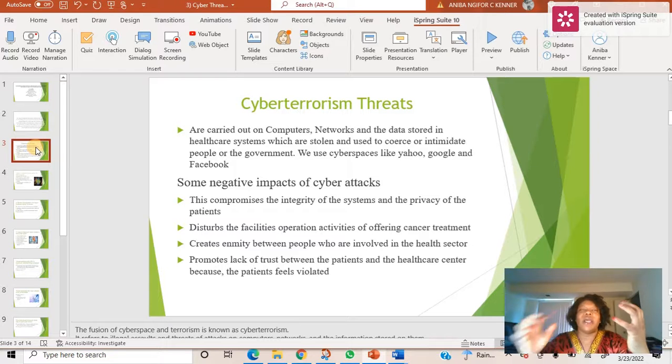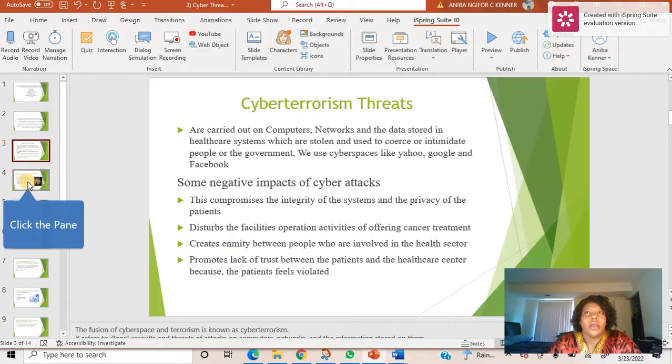Now, the fusion of cyberspace and terrorism is known as cyber terrorism. It is an illegal assault and threats of attacks on computers, networks, and information that is stored on them. The healthcare system faces a lot of these attacks, a lot of cybersecurity problems, like malware that threatens system reliability and patient privacy, as well as distributed denial of service assaults that can interrupt the facility's ability to deliver patient outcomes, among so many other challenges.